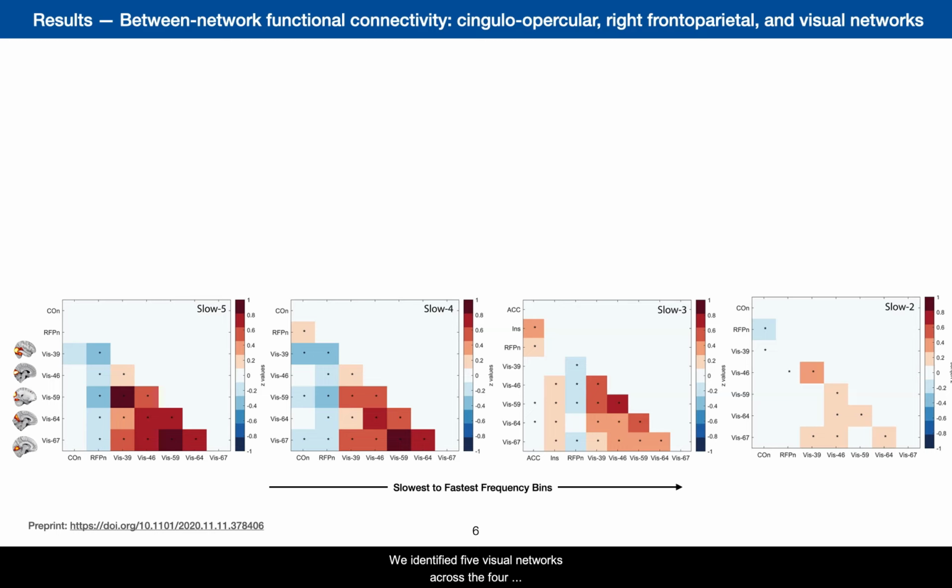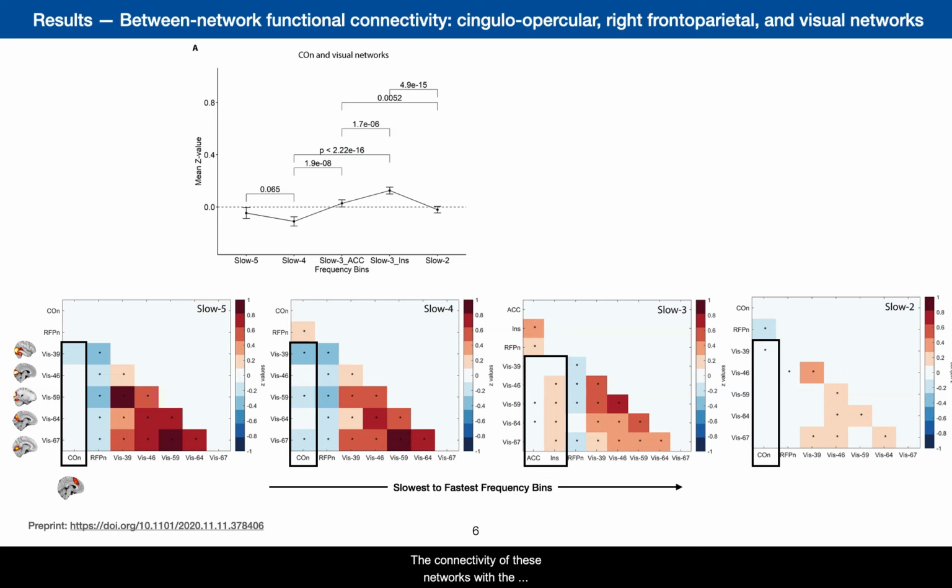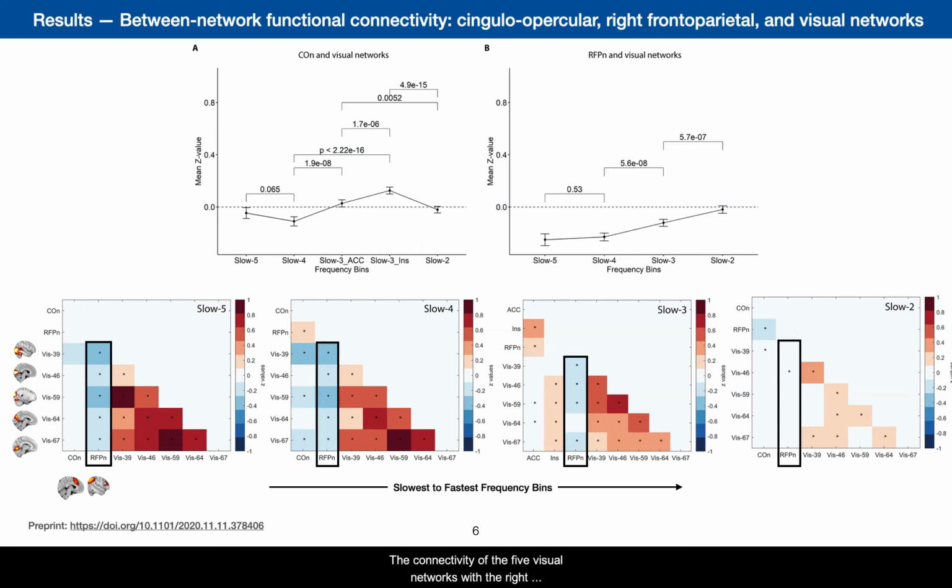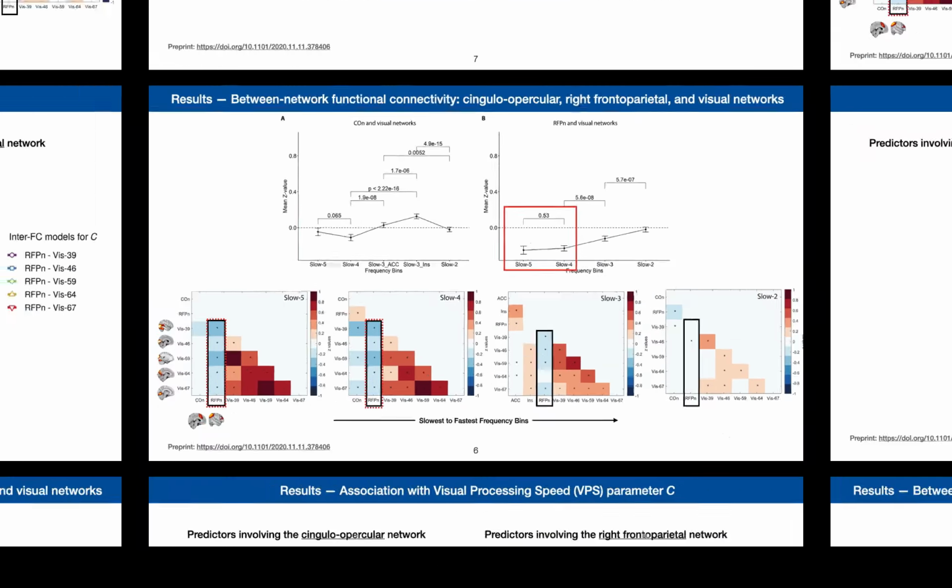We identified 5 visual networks across the 4 frequency bins. The connectivity of these networks with the cingulopercular network was overall negative, except for a subcomponent in the insula in slow 3, where it was positive. The strongest connectivity was observed in slow 4, where it was negative, and in slow 3 with the insula subcomponent, where it was positive. The connectivity of the 5 visual networks with the right frontoparietal network was overall negative as well, with the strongest connectivity observed in the slowest frequency bins.